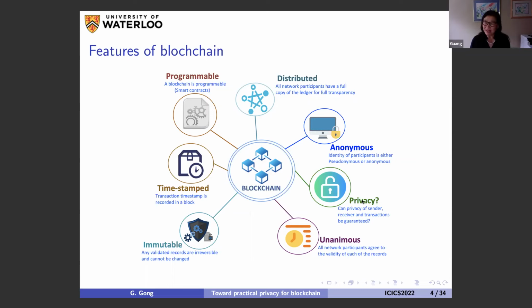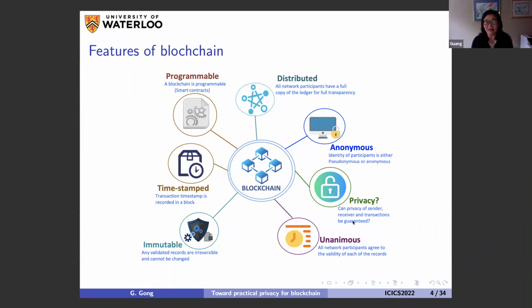How about privacy? Basically it's not there. As I mentioned, when they created Bitcoin, the virtue was transparency, so there is no privacy at all. However, since many applications came along the way, privacy is a required property.